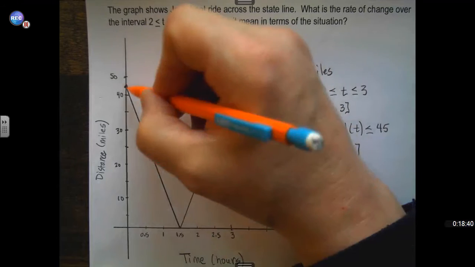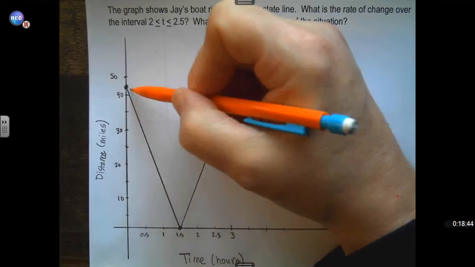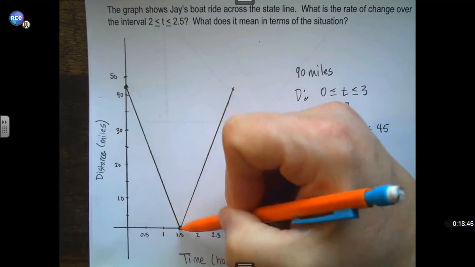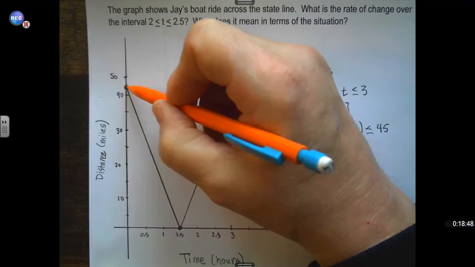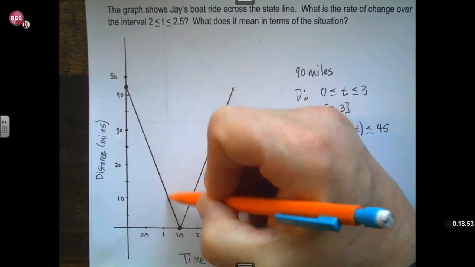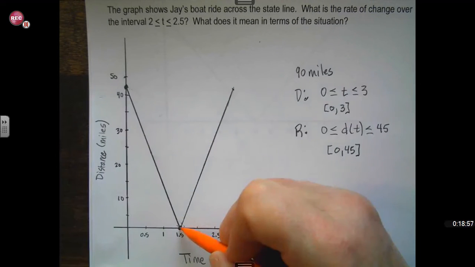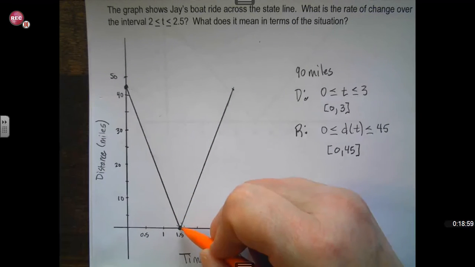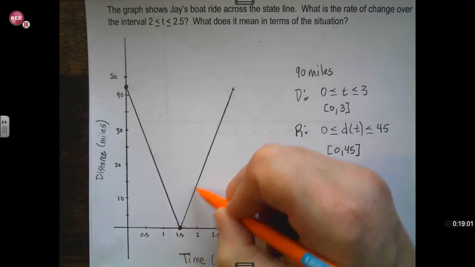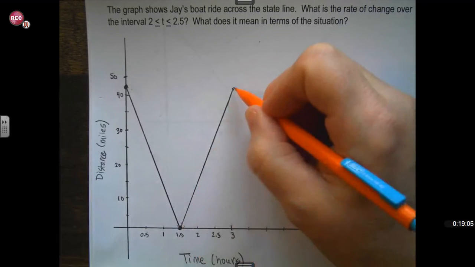When the domain is 0 to 1.5, the function is decreasing. As time is increasing, the y values are decreasing, so the function is decreasing. Once we hit the state line and start going beyond it, the function is increasing. Increasing this way.